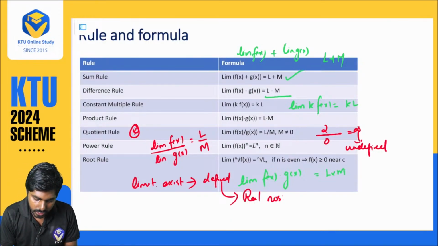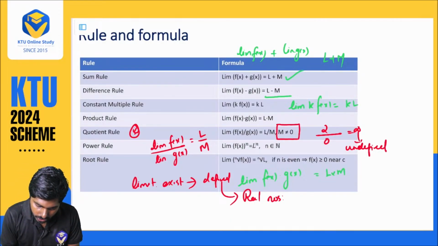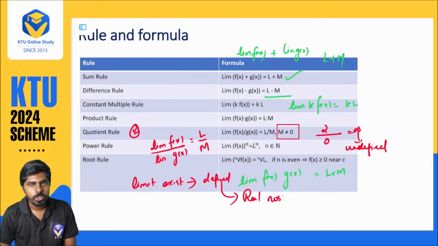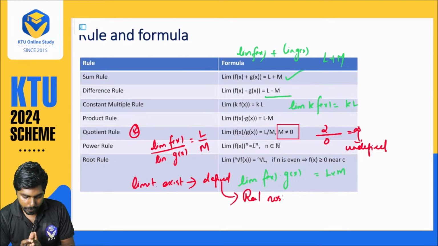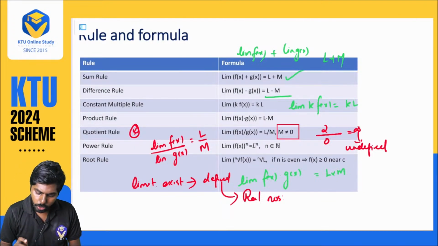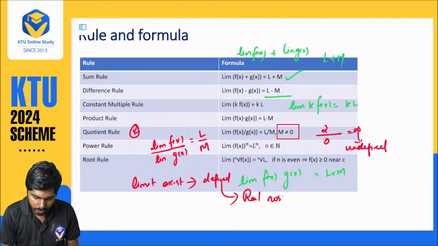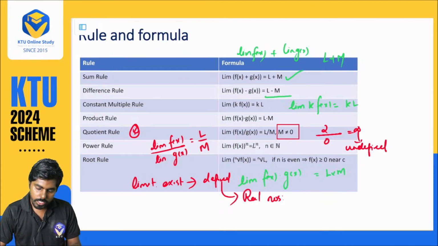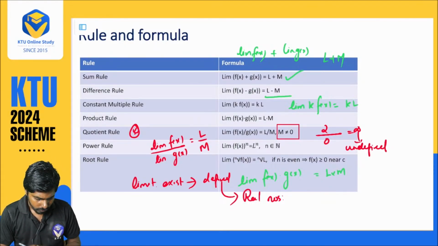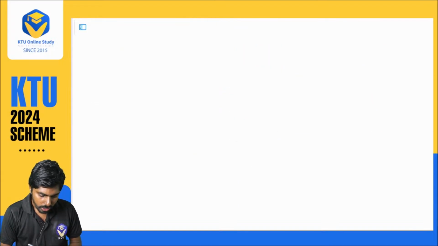So that is the reason a very important condition is there, that is m is not equal to 0. That is very, very important, because the limit should be defined. I will be telling what defined means. Now, the power rule means just writing the power, L to the power n. Root means the same concept only. This is what we have learned in our school life. We'll go directly to the meaning of defined.